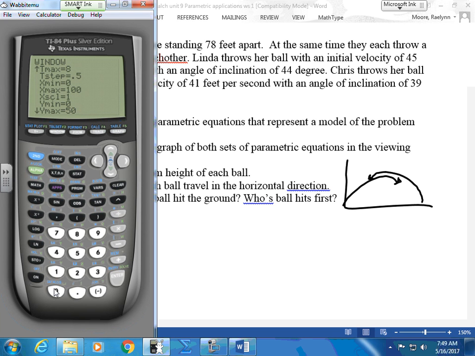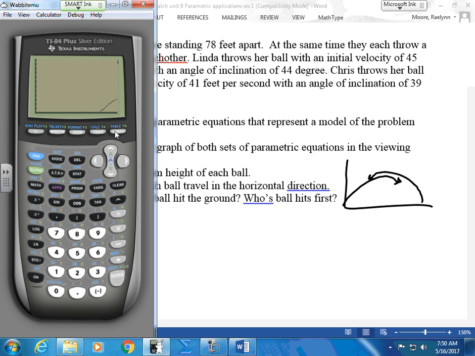Now, watch up here 1 second. There goes one ball. There goes the other ball. They're both standing over here throwing. So what do I have to do? They're both standing here throwing this ball. I want them 78 feet apart. Add 78. Who do you want to add 78 to? Linda. So am I adding it to her X or to her Y? Her X. So I'm going to add 78 to Linda's X.